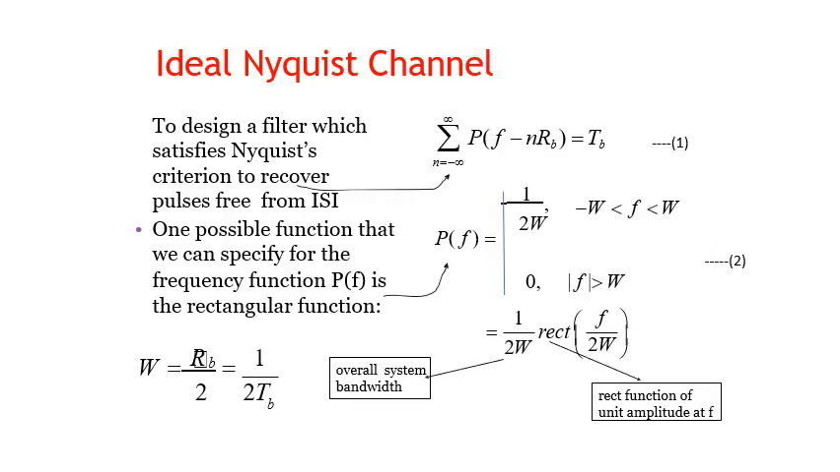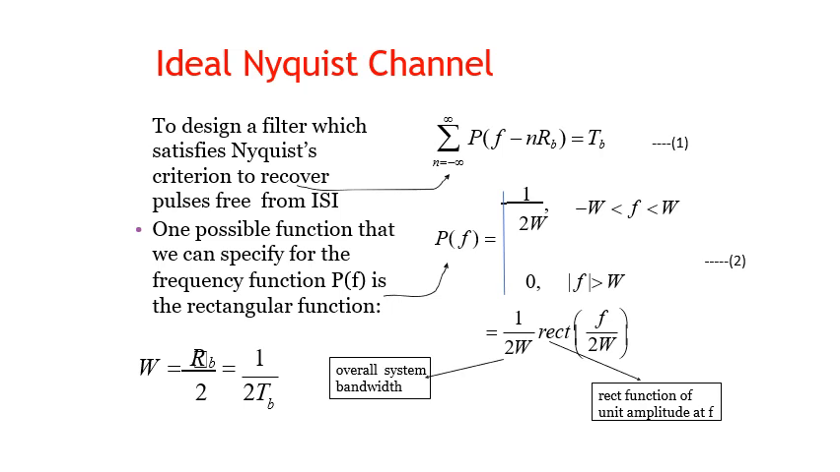For an ideal Nyquist channel, we need to design a filter which should satisfy the Nyquist criterion to recover the pulses free from ISI. So we know the Nyquist criterion, which is the sum over n from minus infinity to infinity of P(f - nR_B) equal to T_B.